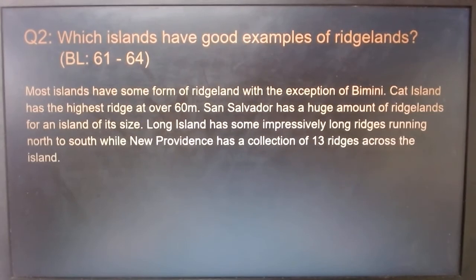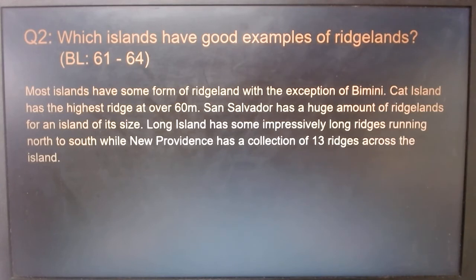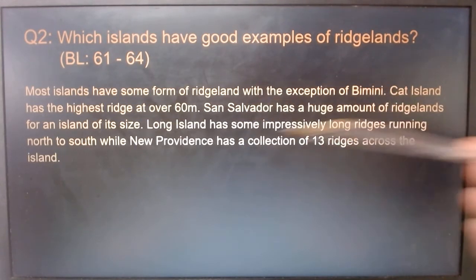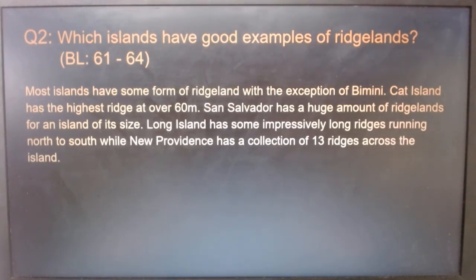Which islands have good examples? Again, this should have been fairly straightforward. I've got Bimini is one of the only ones that doesn't have a ridgeland, okay, over 15 meters. Cat Island is the highest. San Salvador has a lot for the size of the island. Long Island has some impressively long ridges running north to south, while New Providence has a collection of 13. So there's 5 different islands mentioned, all right? That's not to say that other islands don't have them, okay, but these are legit answers you can give.